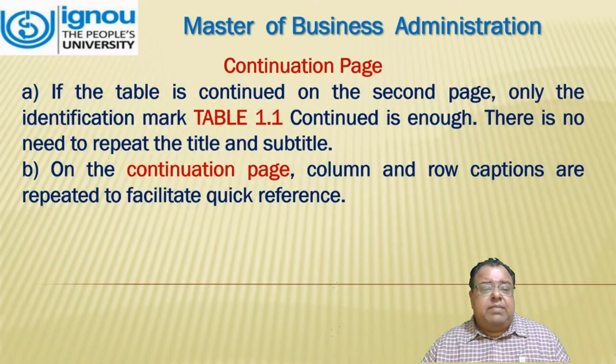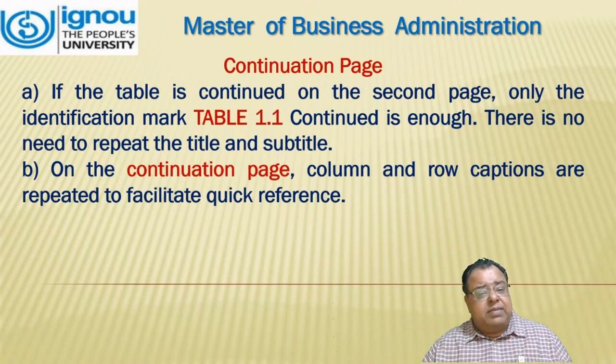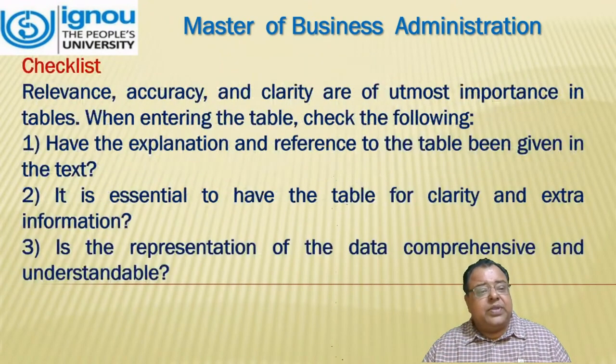Continuation page. If the table is continued on the second page, only the identification mark, that is Table 1.1 continued, is enough. There is no need to repeat the title and the subtitle. On the continuation page, column and row captions are repeated to facilitate quick reference.